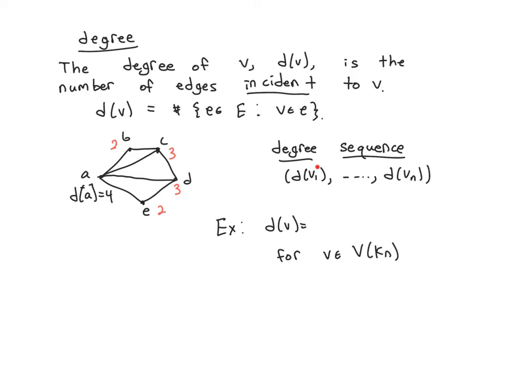The degree sequence of a graph is the ordered tuple consisting of each of the degrees. This is, of course, assuming that you have an ordering on your vertices. So if we've ordered our vertices A, B, C, D, E, then the degree sequence for this particular graph is 4, 2, 3, 3, 2.